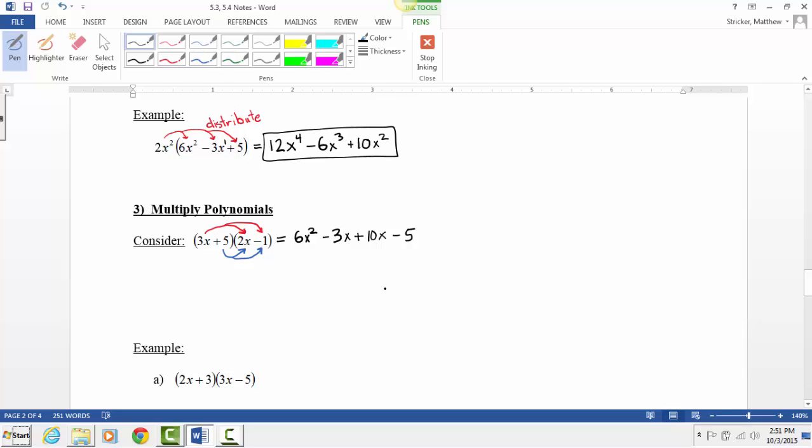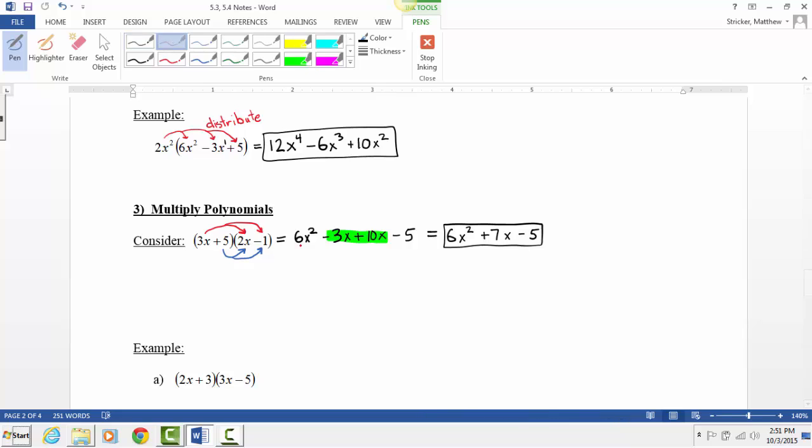Then you want to ask yourself if we're done. Well, there are some like terms there. The two middle ones are like terms. And so we have 6x squared, and then negative 3x plus 10x, that's a plus 7x. And then the minus 5 stays on the end.